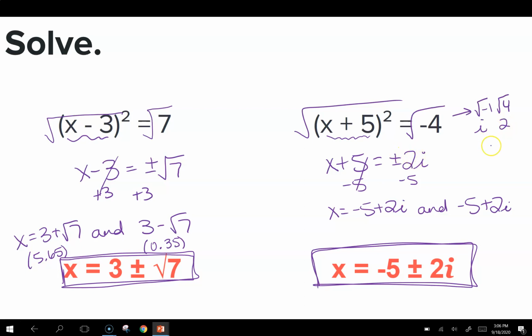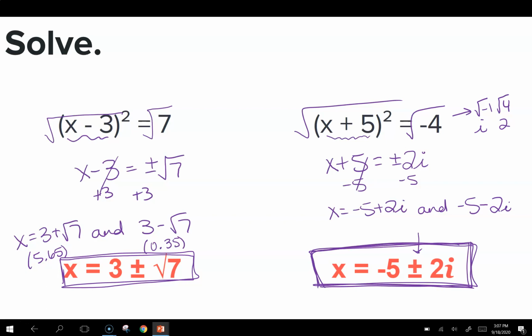Remember, we always do the number first. Then subtract 5. Constants stay out front. So your two answers are negative 5 plus 2i and negative 5, ooh, that should be a minus, and negative 5 minus 2i. Which, again, you can write like this as a conjoined solution, because this symbol right here means to add and also to subtract.